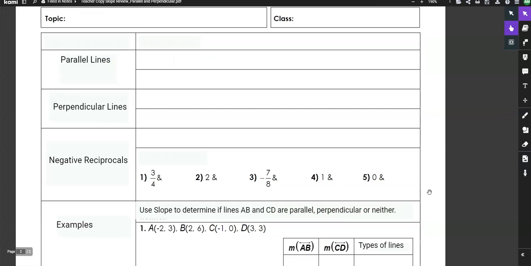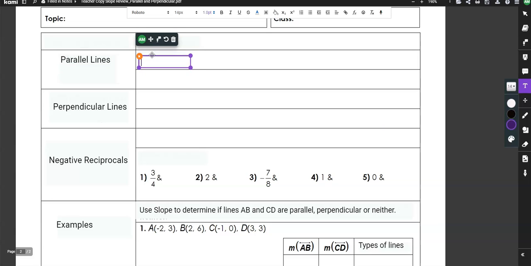Now that we've discussed slope in a more general sense, let's go ahead and discuss how we're going to use it in this class. So first of all, we're going to discuss parallel and perpendicular lines. Parallel lines are lines that never meet, they never intersect, and they have the same slope with different y-intercepts.